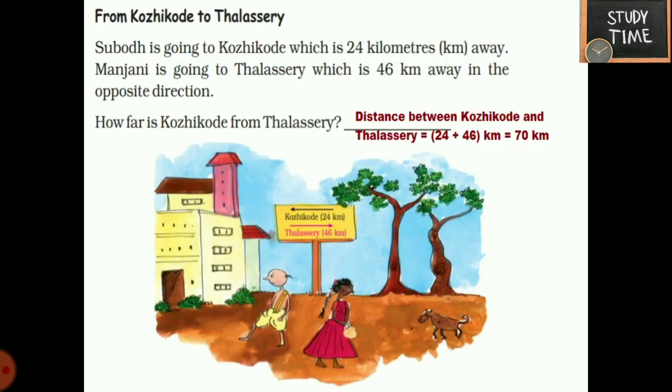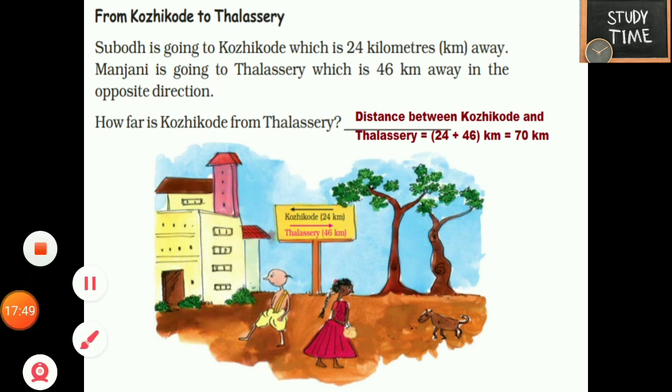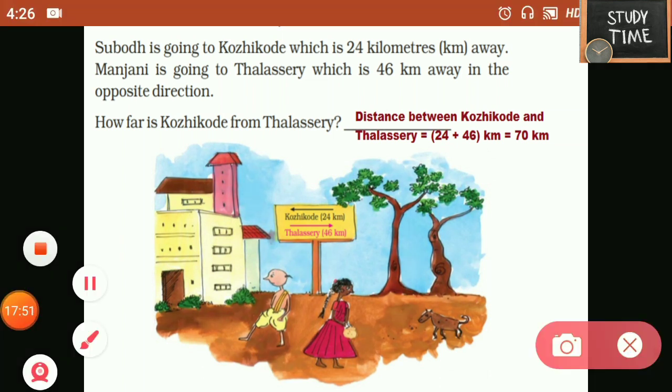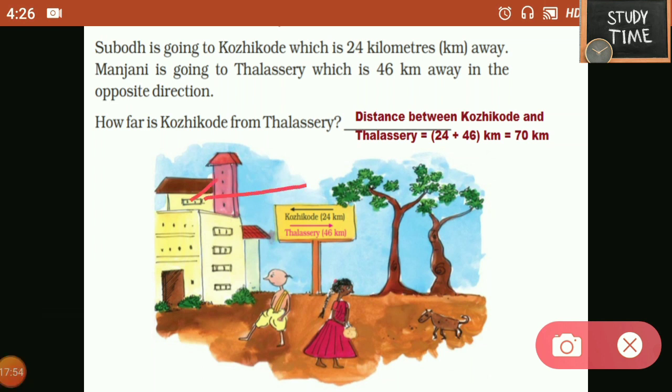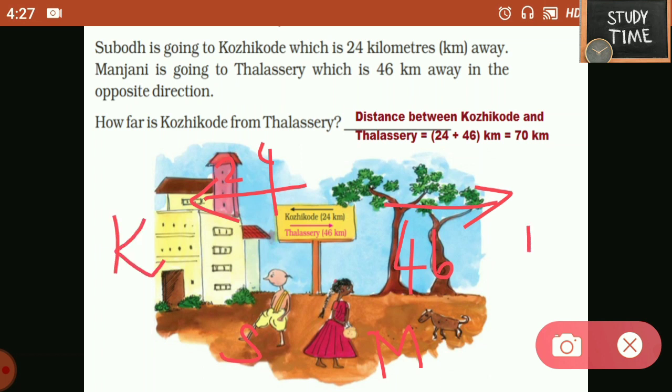From Kozhikode to Talasari. Subodh is going to Kozhikode. So this distance is Kozhikode. So this person is Subodh, 24 kilometers. Manjani is going to Talasari. She is Manjani. She is going to Talasari, which is 46 kilometers from this side. How far is Kozhikode from Talasari? You have to find this, Kozhikode to Talasari. So what should you do? You should add 24 and 46, that is 70 kilometers.